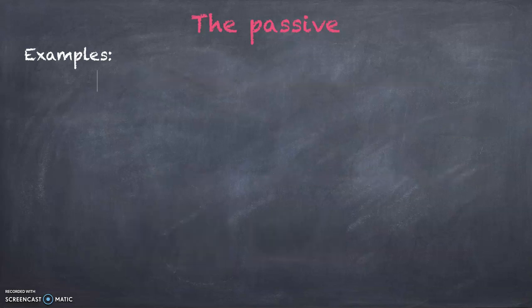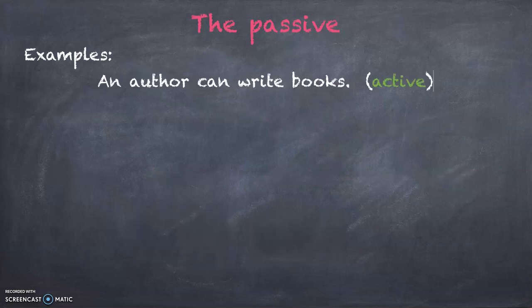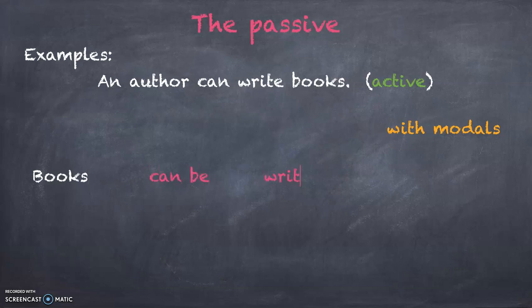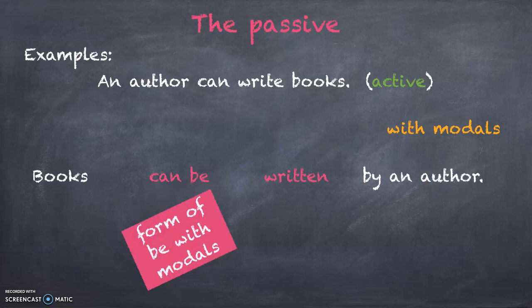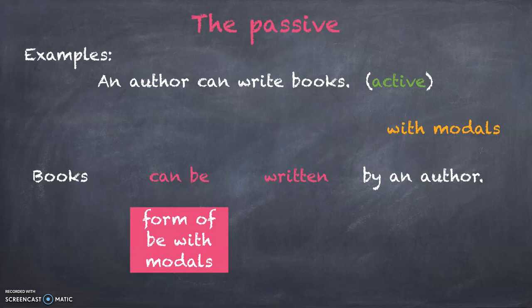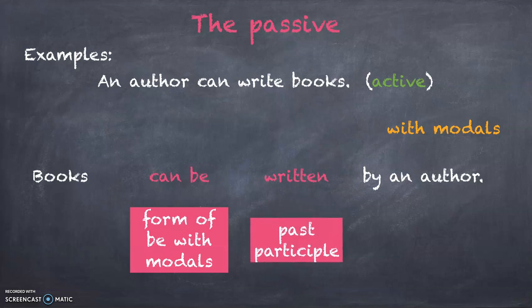In the end, we're going to look at how to make passive sentences with modals. An author can write books. In passive, it is: books can be written by an author. So when you have a modal verb, you have the form of be with modals like can be, must be, should be, and then you have the same past participle as always.